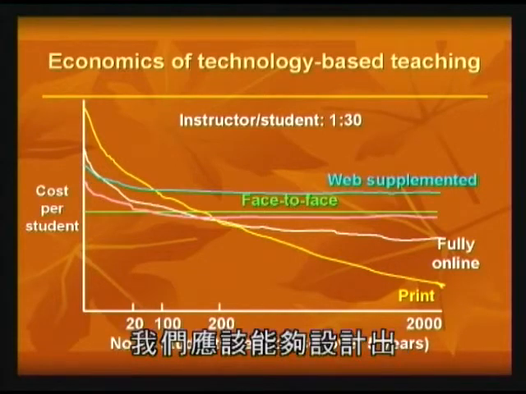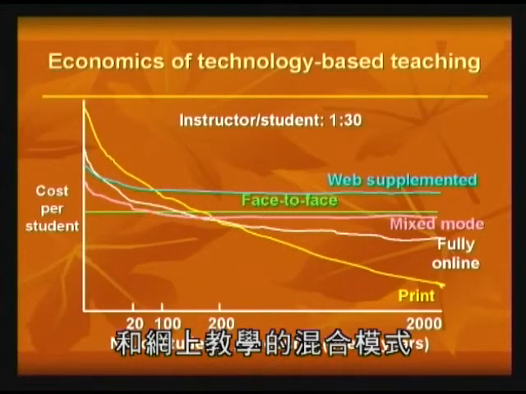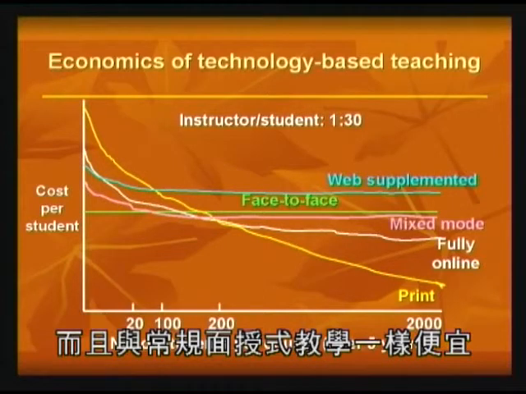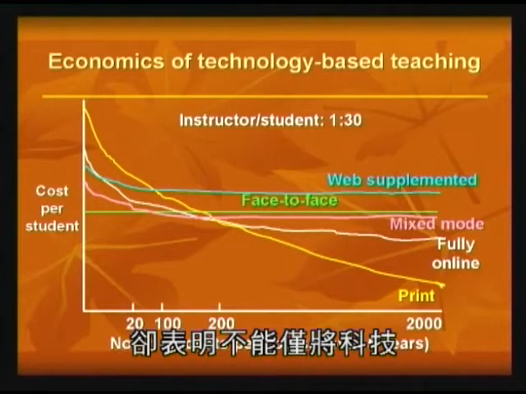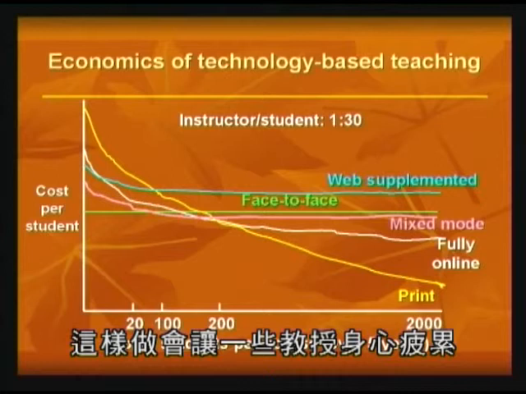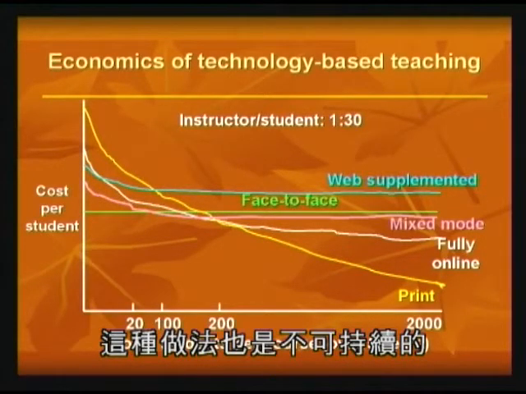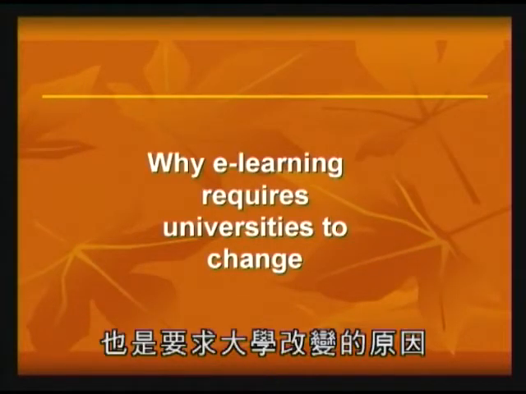I don't know if you can see that, but we should be able to design a mix of face-to-face and online courses that shouldn't be any more expensive than regular face-to-face teaching. And I've done that graph, and it's not perfect by any means, I realize that, but it does indicate that you can't just add on the technology to the regular face-to-face classes, or if you do, you're driving certain professors to a level of work which is not sustainable in the long run. And this is why e-learning requires universities to change.